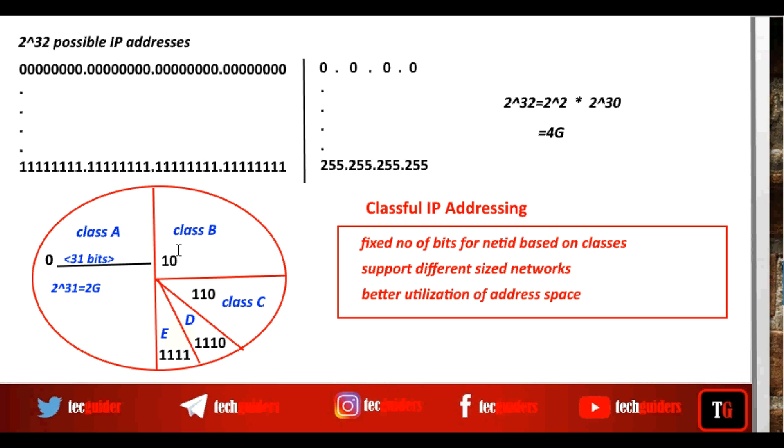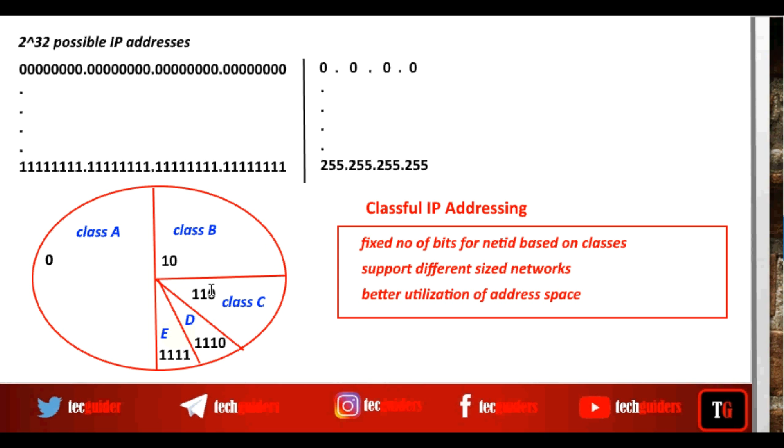And in class B, the first 2 bits are fixed. With the remaining 30 bits, we can have 2 power 30 possible combinations. 2 power 30 is equal to 1G or 1 billion. Hence, class B occupies 25% of the total address space. And class C occupies 12.5% of the total address space. Class D and E occupy 6.25% of the address space respectively.